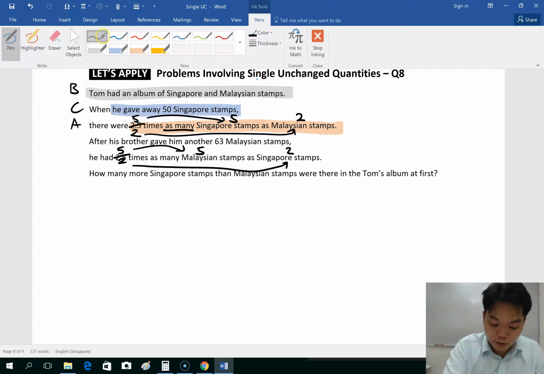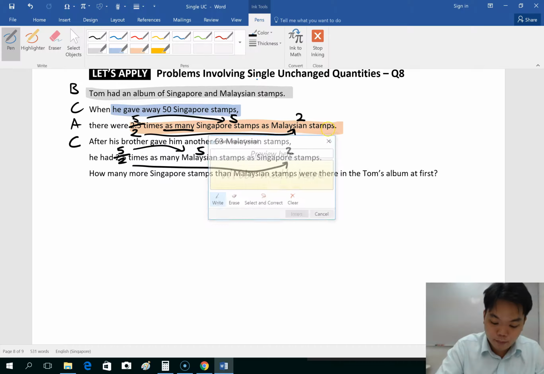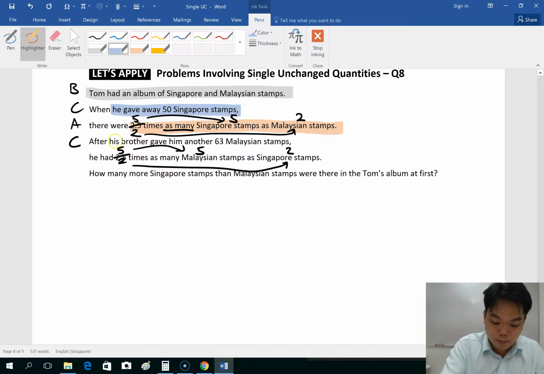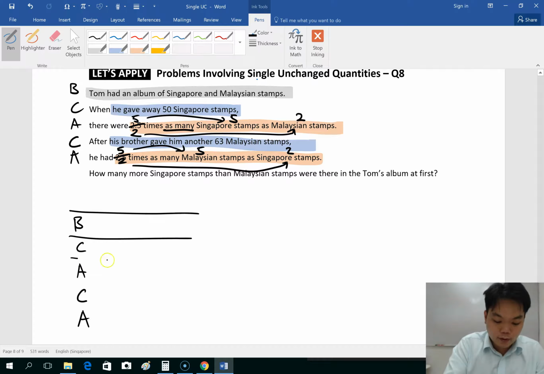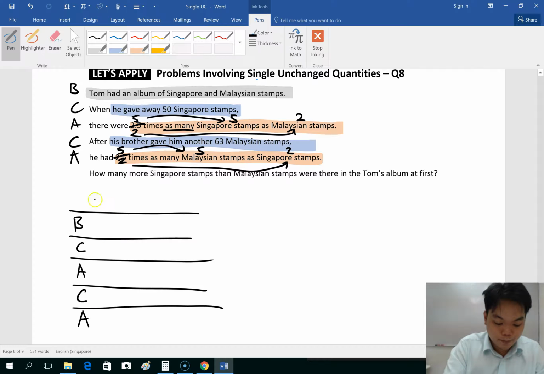Then there is another change. His brother gave him another 63 Malaysian stamps. He had 5 out of 2 times as many Malaysian stamps as Singaporean stamps. Now, the structure is slightly different. There will be a before, change, after, and there will be another change and another after between Singapore and Malaysian stamps.